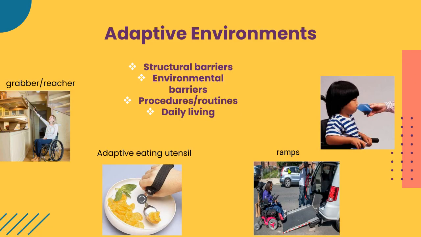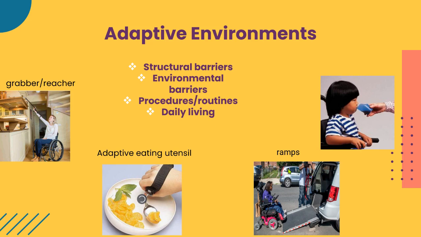All right, so next we have adaptive environments, which can create structural barriers and environmental barriers for those that are disabled. But with the assistance of assistive technology, procedures, routines, and daily living become more possible for them. So as you can see, we have some examples of adaptive eating utensils, which have a universal cup, universal grip for the student to continue to feed themselves, creating that independence.